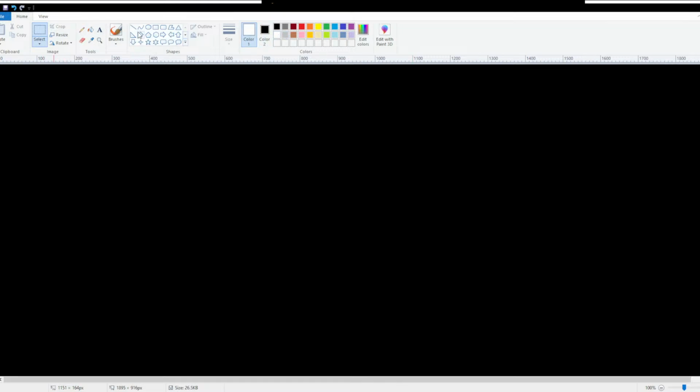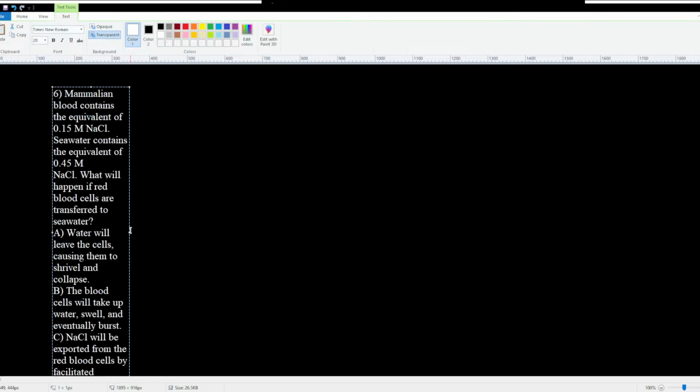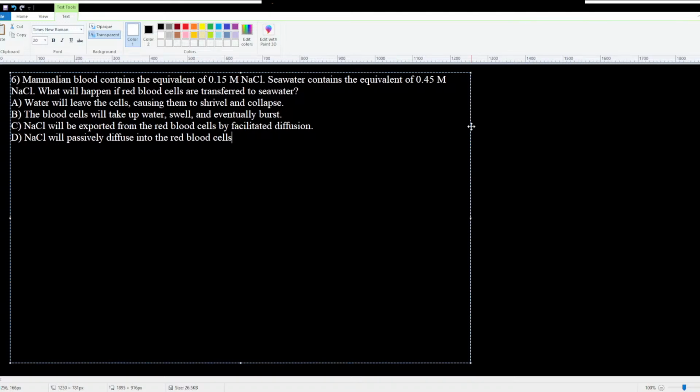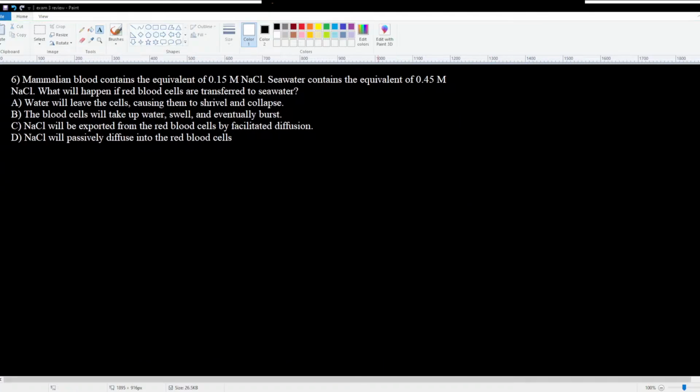I feel like I get a lot of questions about tonicity and whatnot, so let's go over this one kind of slowly. So, the question is asking, mammalian blood contains the equivalent of 0.15 molar sodium chloride. Seawater contains the equivalent of 0.45 molar sodium chloride. What would happen if the red blood cells are transferred to the seawater?